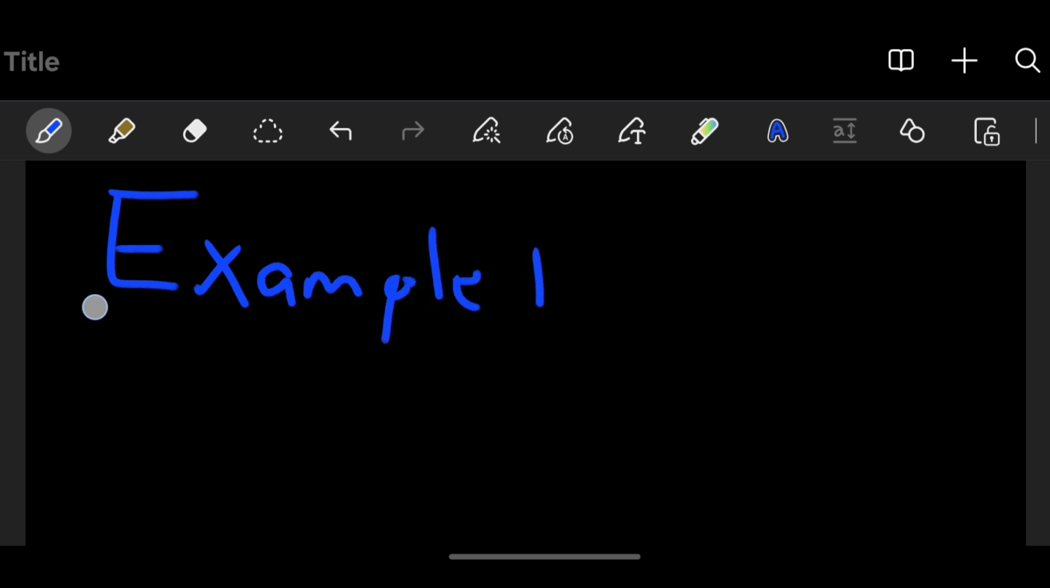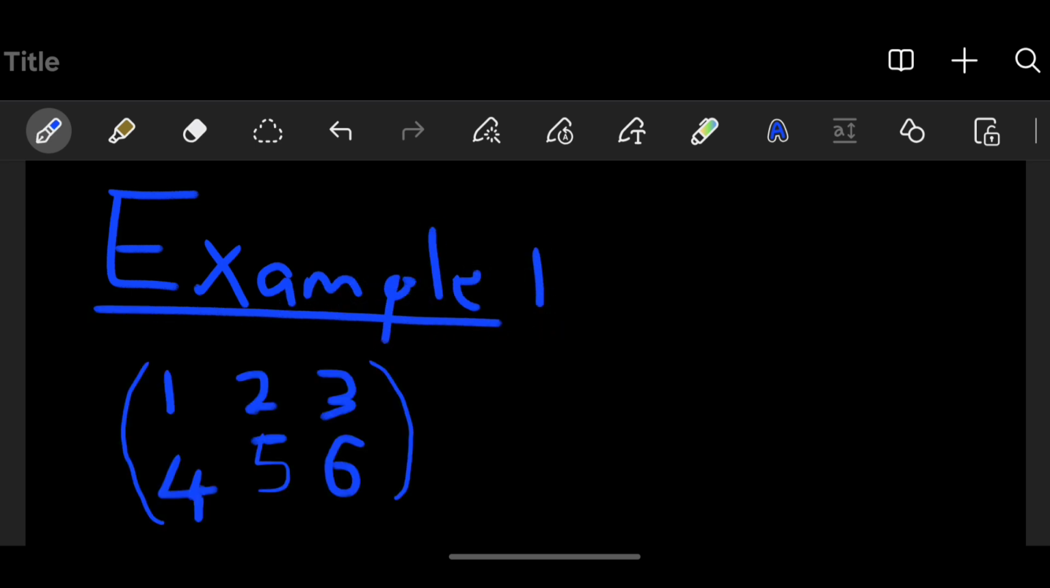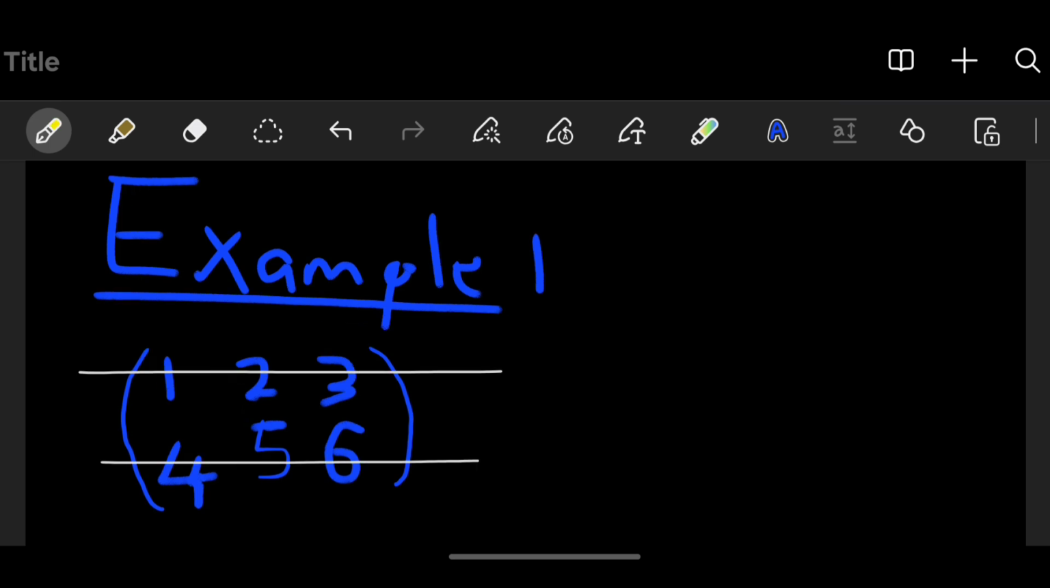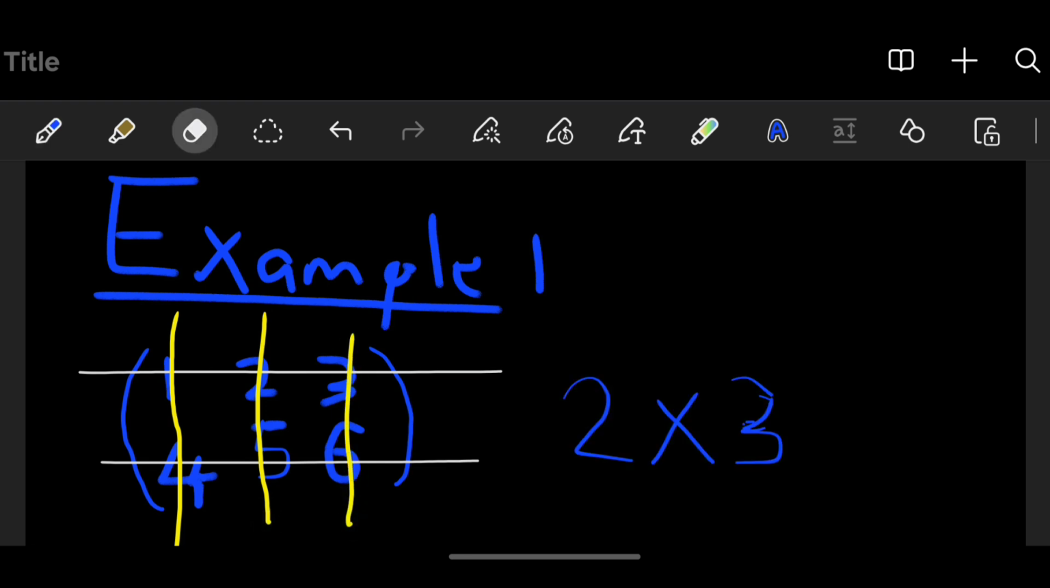Now let's go on to example number 1. In this example, we have a matrix 1, 2, 3, 4, 5, 6, and we are going to read this matrix. Remember, we read a matrix by taking a look at the number of rows and columns, and the number of columns is 3. This is a 2 by 3 matrix because the number of rows is 2 and the number of columns is 3.